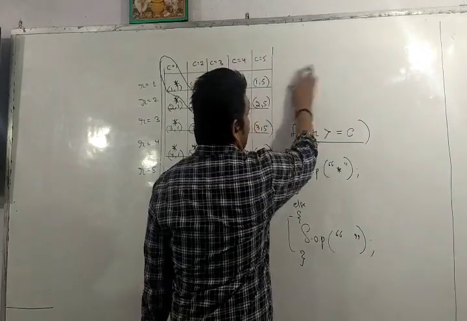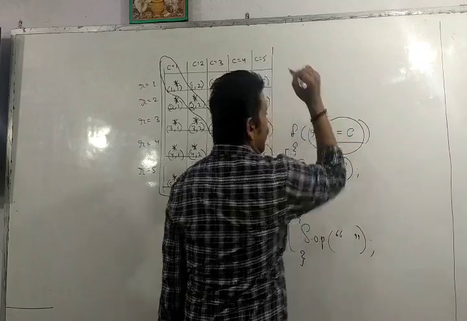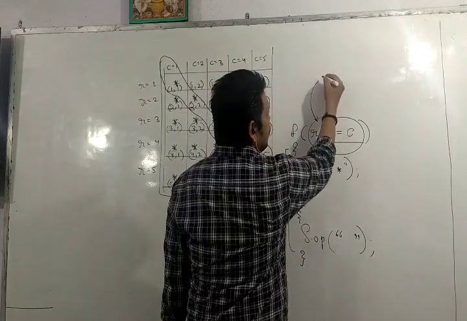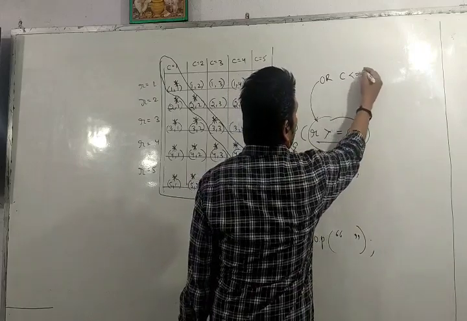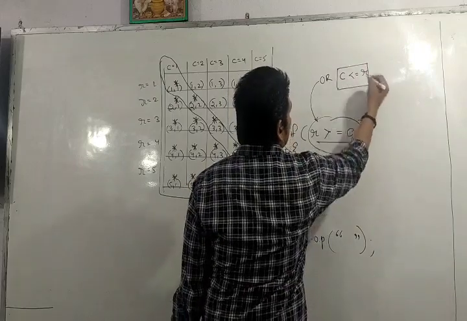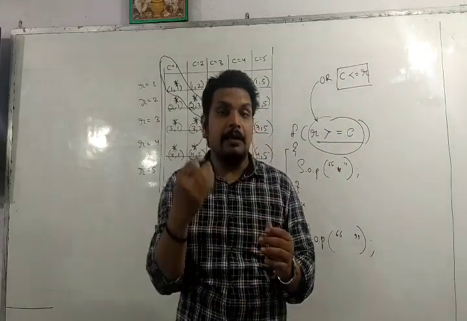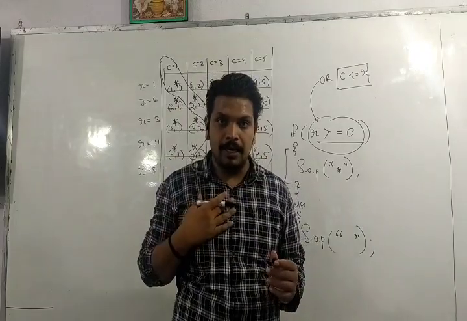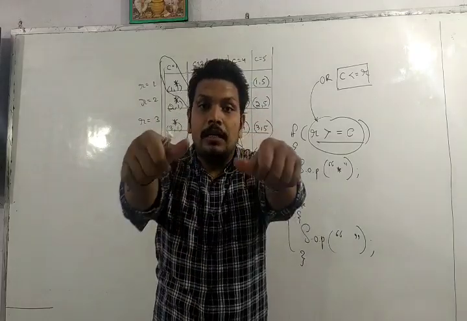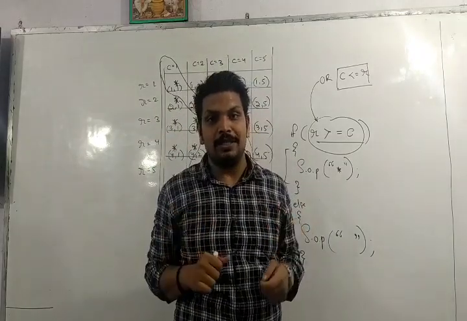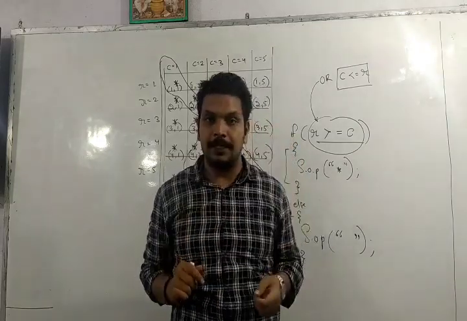Now you tell me, in this part can I write R greater than or equal to C, or C less than or equal to R? Are both correct or not? If I say I am elder than you all, and the second statement is you all are younger than me, which one is correct? Both are correct.